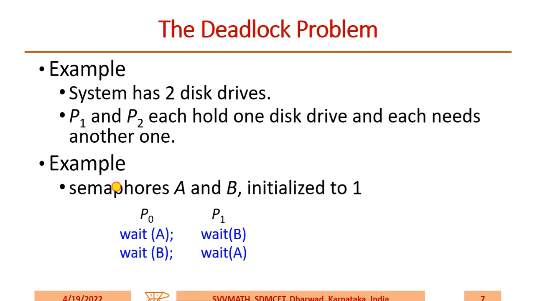Those who are good at semaphores can understand this. Now wait of A is waiting for a signal of A from P1, and similarly wait of B. Like this, if we wait, P0 will wait for P1, P1 will wait for P0. So these will be in an infinite wait state. That situation we are going to call a deadlock.